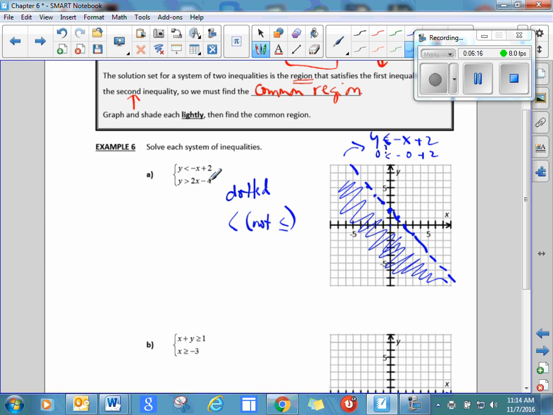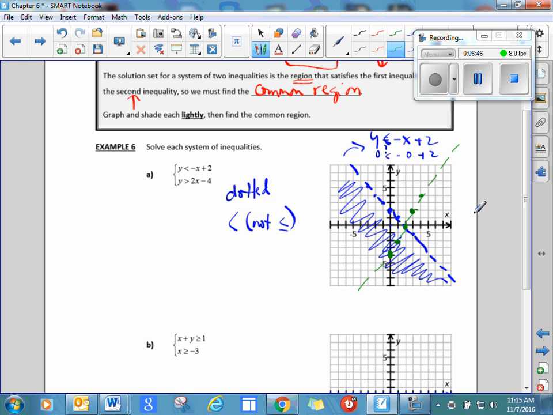Now I need to go look at the second line. We'll do it in green. y greater than 2x minus 4. So minus 4, 1, 2, 3, 4, is the y-intercept. The slope is positive. It's 2. So up 2 over 1, up 2 over 1, up 2 over 1, up 2 over 1. And again, it's a dotted line as well. So we're going to dot it.